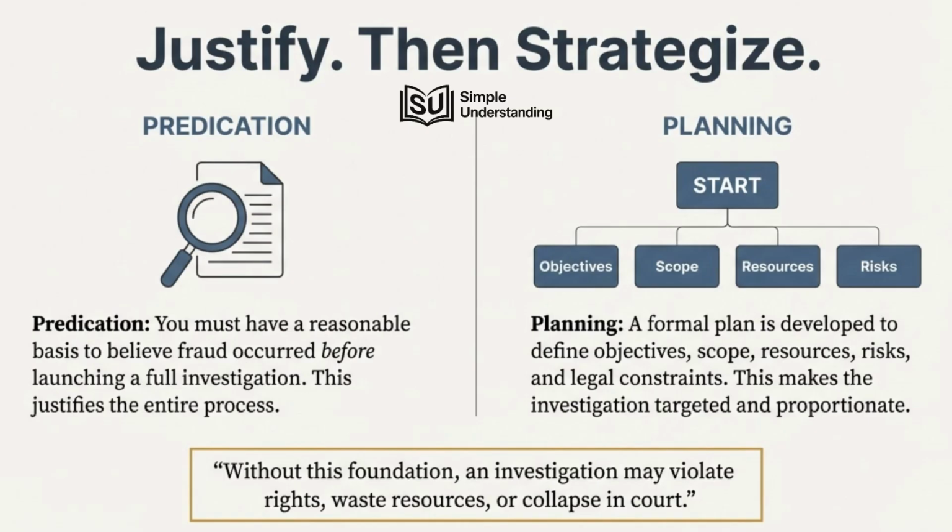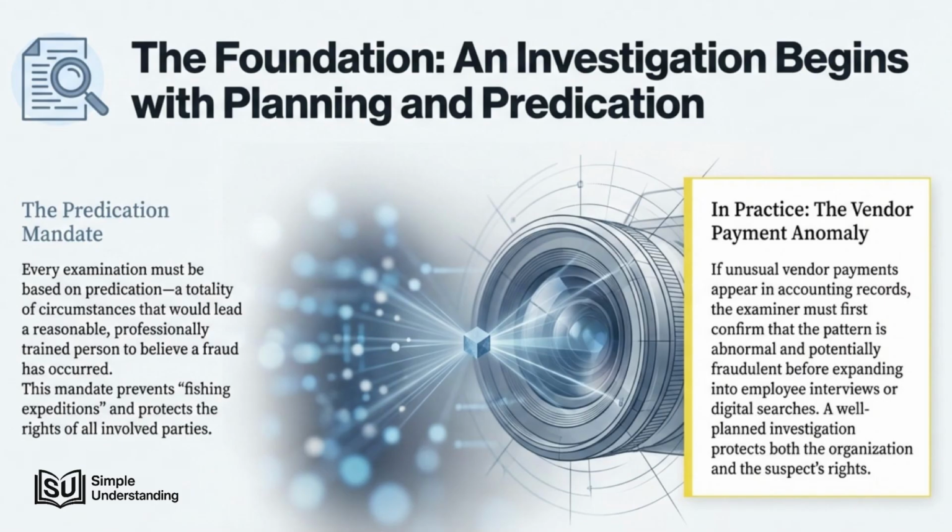2. Planning and predication. Predication means having a reasonable basis to believe that fraud may have occurred before launching a full investigation. Planning involves defining objectives, scope, resources, risks, and legal constraints. The exam emphasizes that investigations must be justified, targeted, and proportionate. Without proper predication and planning, an investigation may violate rights, waste resources, or collapse in court.